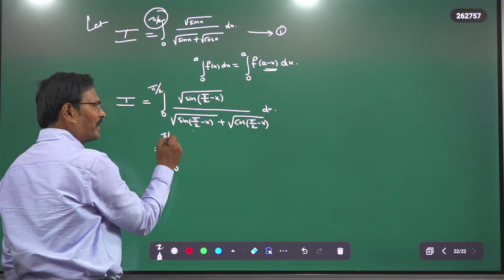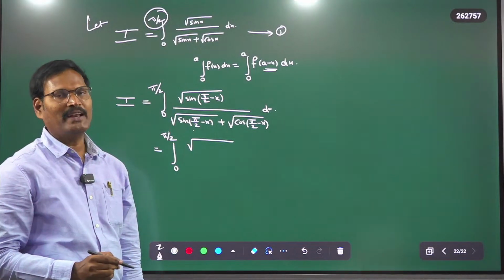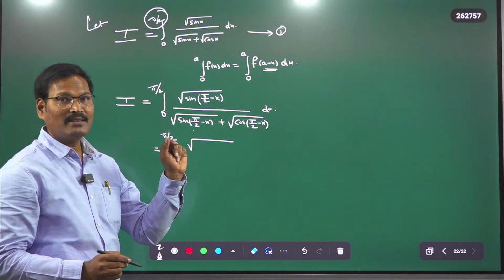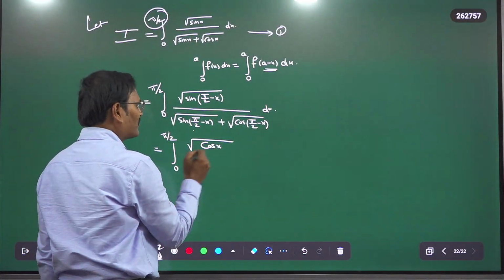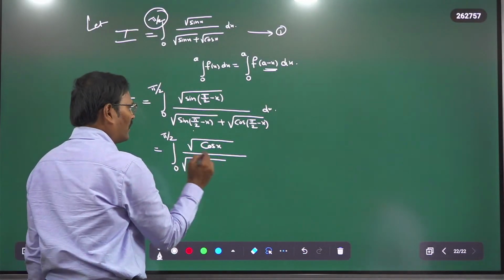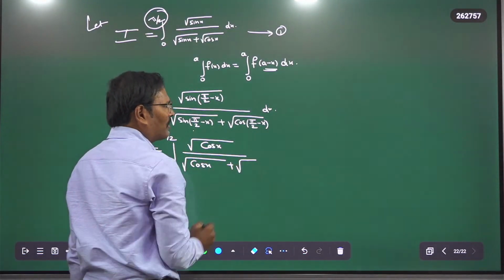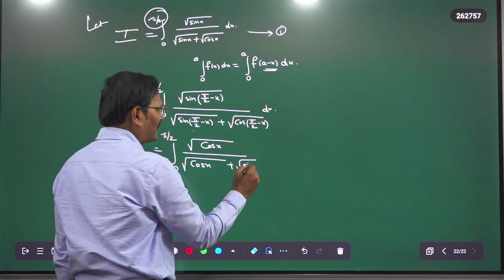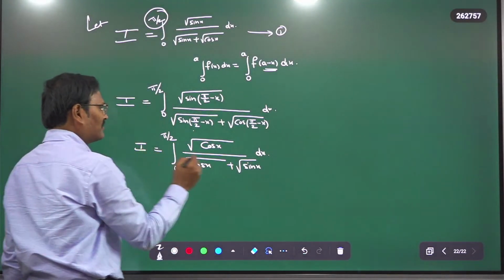Integral 0 to pi by 2 under root of sine 90 minus theta. Sine 90 minus theta is equal to cos theta. So sine of pi by 2 minus x can be written as cos x. Root of cos x by under root of cos x plus root of cos 90 minus theta. So cos 90 minus theta is equal to sin theta, sin x dx. So I am considering this as equation 2.